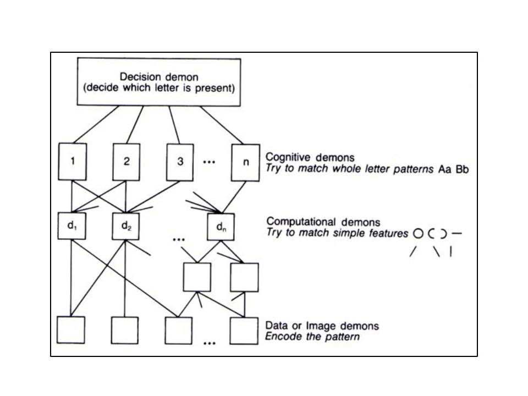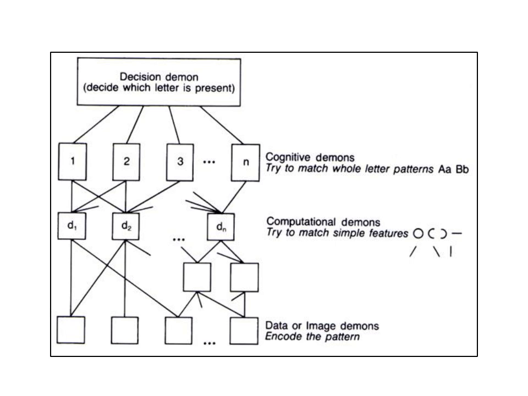So you have data. This is when we encode the visual pattern. So we encode a letter A, for example. That information then is fed up to the next level, in this case the computational demons, where parts of the data are matched to particular features.